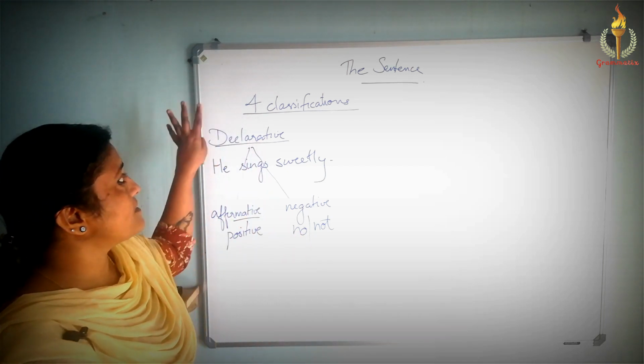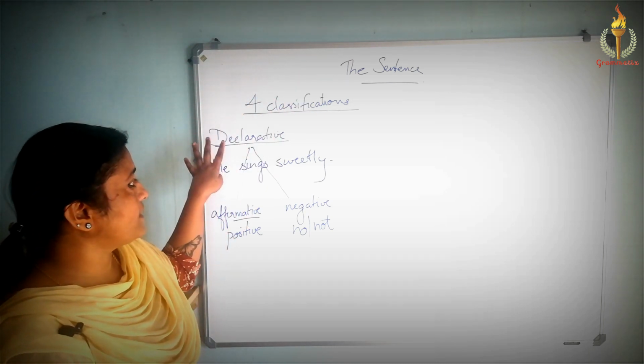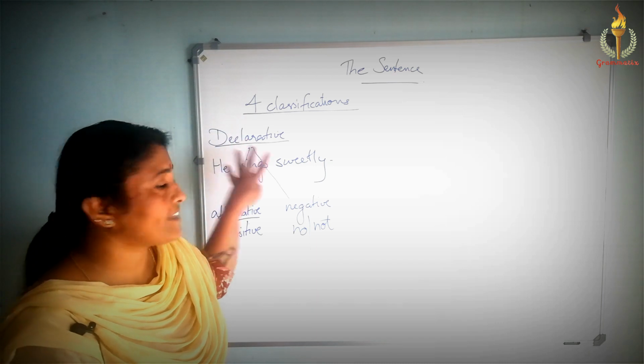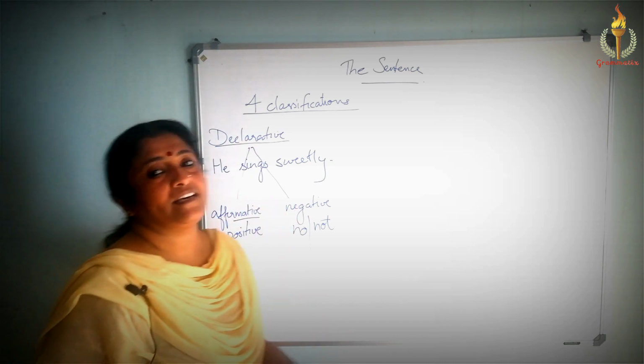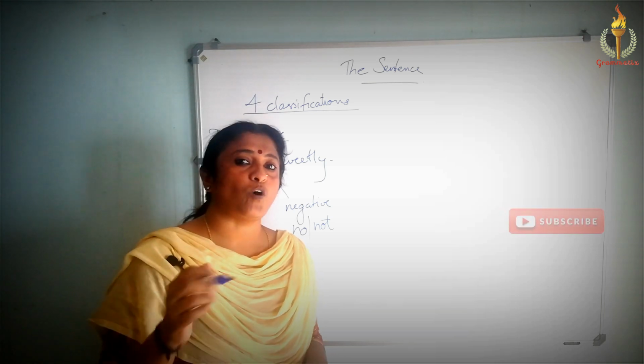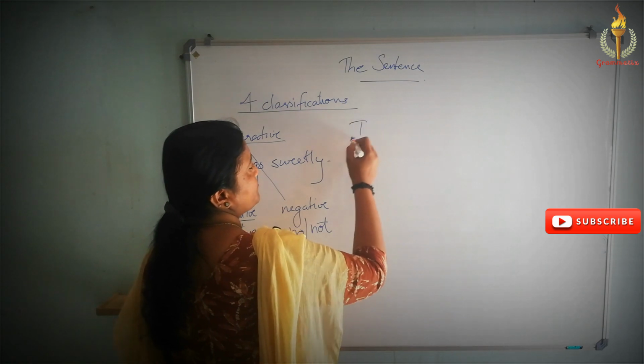So the sentences are classified into four. The first one is declarative sentence. Declarative sentence gives you some facts and it has two types. One is affirmative or positive and the other one is negative. The negative has a no or not in it. The second one is the imperative sentence.